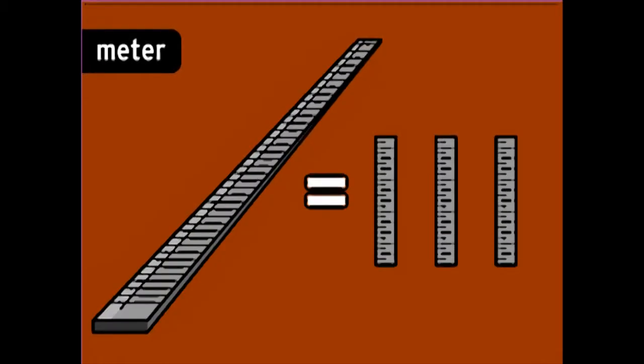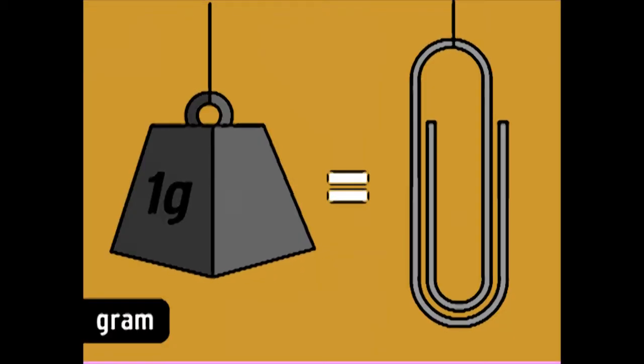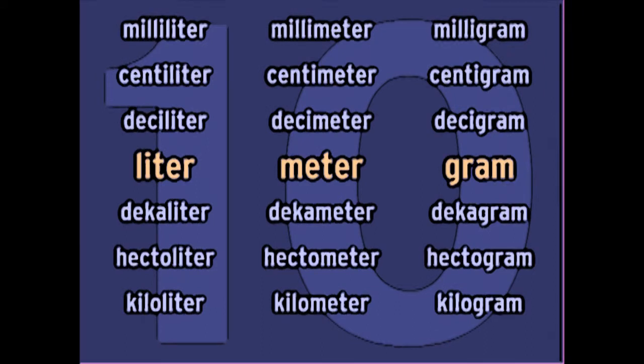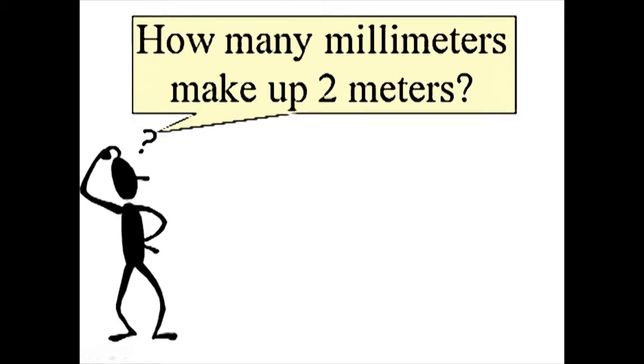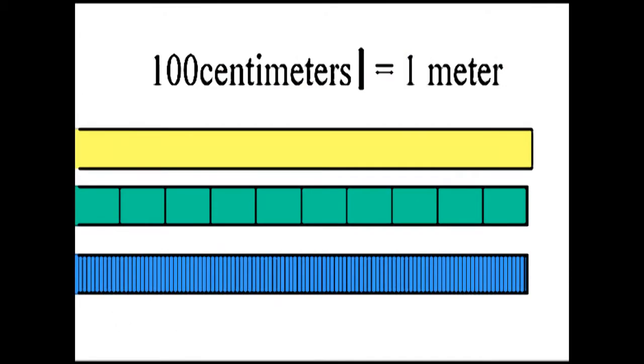1 meter is basically about 3 feet. Alright, and 1 gram is very, very small. It weighs about a paperclip. There's all the different units. Liter, meter, and gram are all your units. So how many millimeters make up 2 meters? Figure that out. Now you know 100 centimeters equals 1 meter. 1,000 millimeters make up 1 meter.